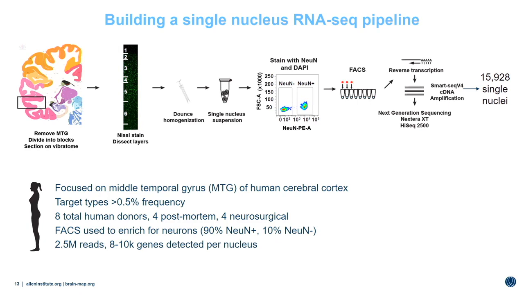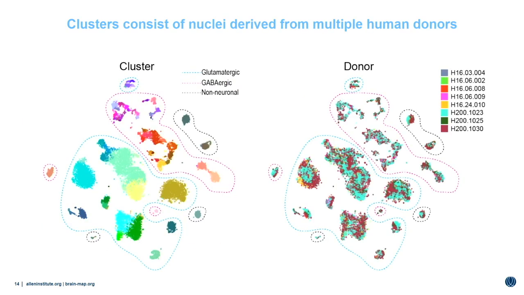And as Basilica mentioned, this is based on a deep sequencing method. So here, for this data set, we used 2.5 million reads per nucleus, which allowed us to detect on the order of 8,000 to 10,000 genes per nucleus. After using these iterative clustering procedures, we defined 75 different transcriptomic types in human MTG.